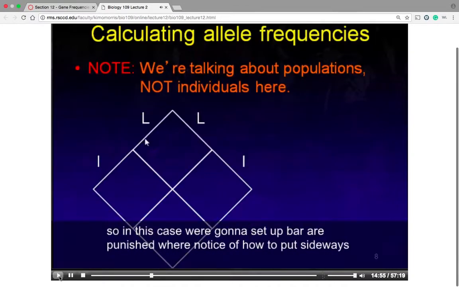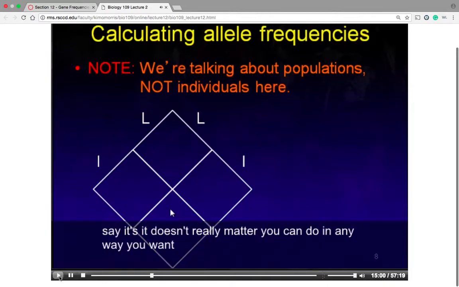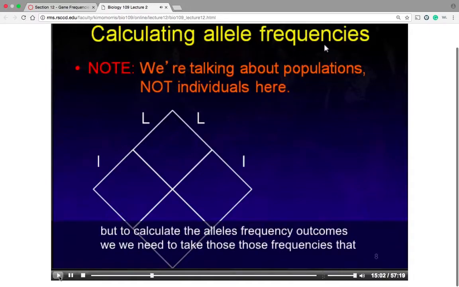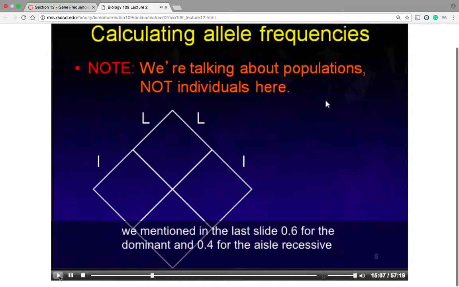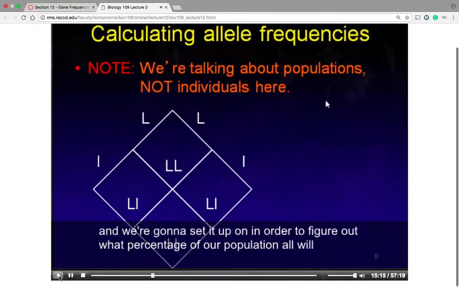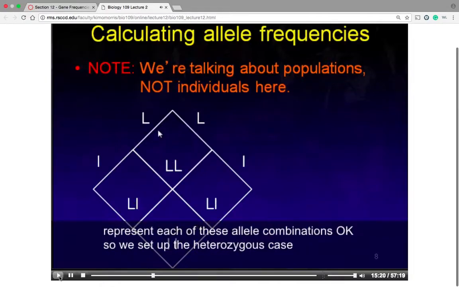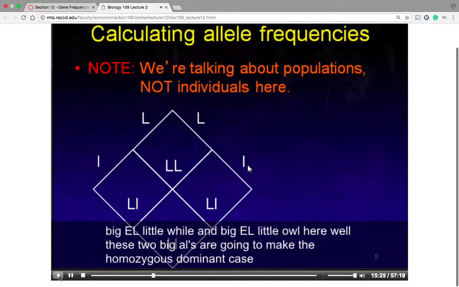So in this case, we're going to set up our Punnett square. Notice I've put it sideways. It doesn't really matter, you can do it any way you want. To calculate the allele frequency outcomes, we take those frequencies from the last slide, 0.6 for the dominant and 0.4 for the recessive, and set it up to figure out what percentage of our population will represent each of these allele combinations. Okay, so we set up the heterozygote case, big L, little l, and big L, little l here. Well, these two big L's are going to make the homozygous dominant case.